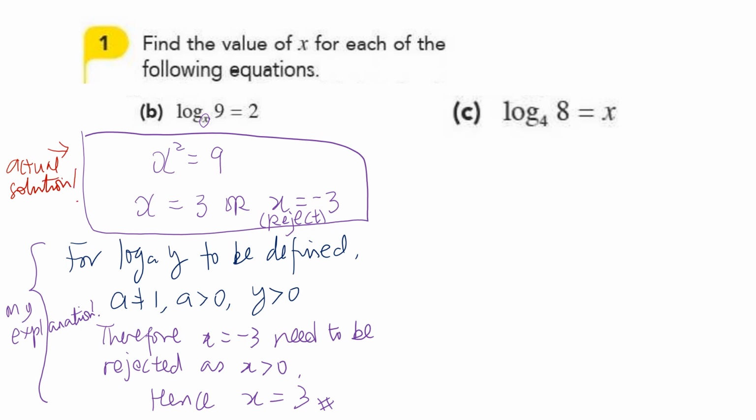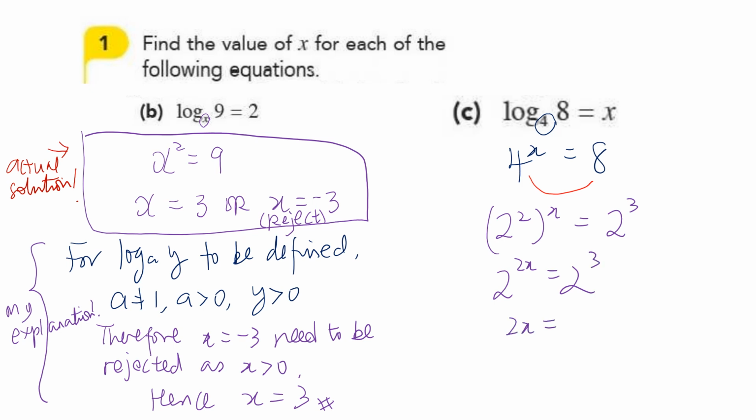All right, let's look at part C. We're going to use the same concept as what we applied for 1b, that is to change it into index form. So zoom into the base. Here the base is base 4. So 4 to the power of x equals 8. And what is the connection between 4 and 8? Yes, you can write both numbers as a power of base 2. So 4 is 2 to the power of 2, and you can write 8 as 2 to the power of 3. So from here you have 2 to the power of 2x equals 2 to the power of 3. So 2x equals 3, so x will be 3 divided by 2 equals 1.5.